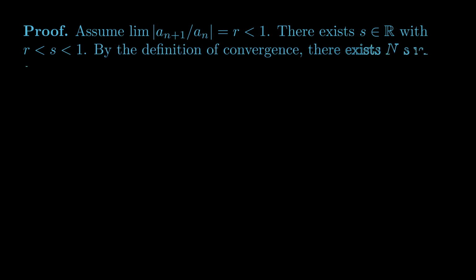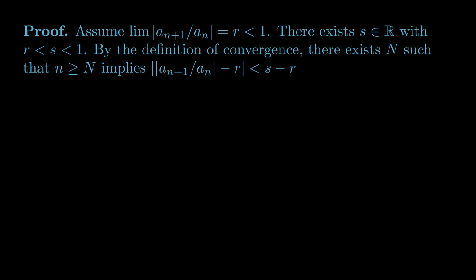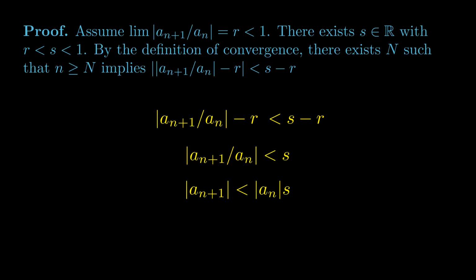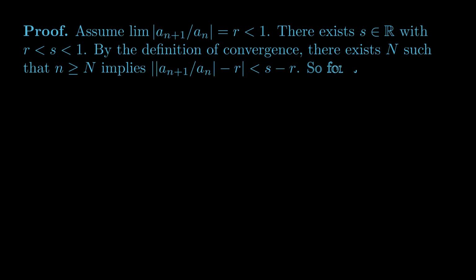exists a big N such that n greater than or equal to big N implies that the absolute value of a term of our sequence minus r is less than our choice of epsilon, s minus r, and that absolute value of a_{n+1} over a_n just represents a term of the sequence. And we can just delete the absolute values on the left-hand side and the inequality still holds because we've just made the left-hand side smaller. And then we can add r to both sides and multiply both sides by the absolute value of a_n, which leaves us with the absolute value of a_{n+1} being less than the absolute value of a_n times s. And again, that's true for all n greater than or equal to big N.